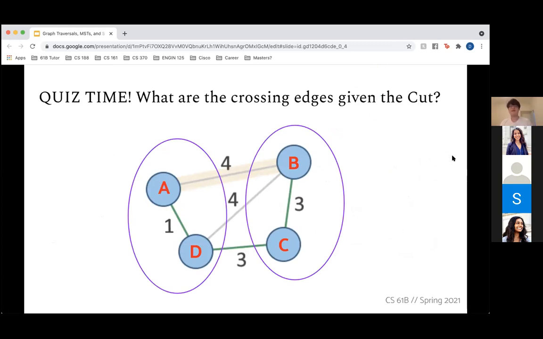So again, another small quiz. We have a cut of vertices A, D, and B, C. Can you guys tell me what the crossing edges are for this given cut?